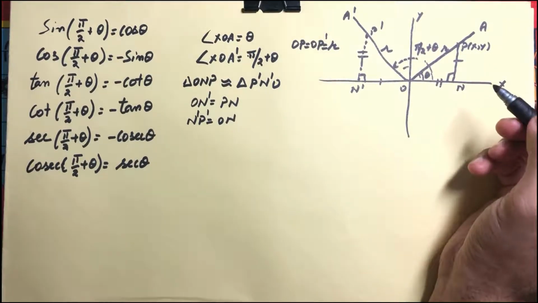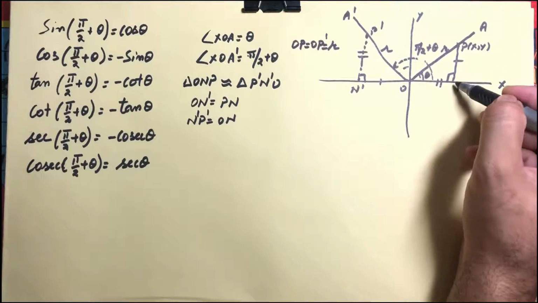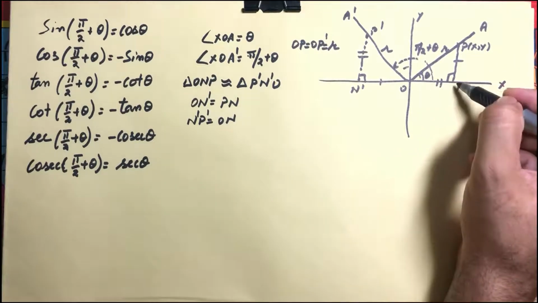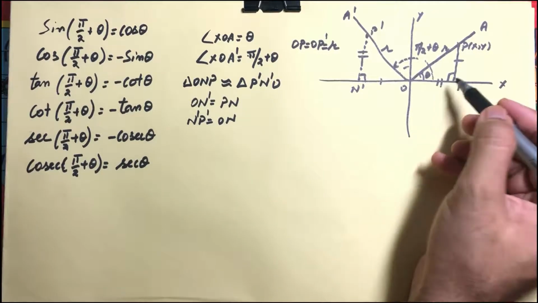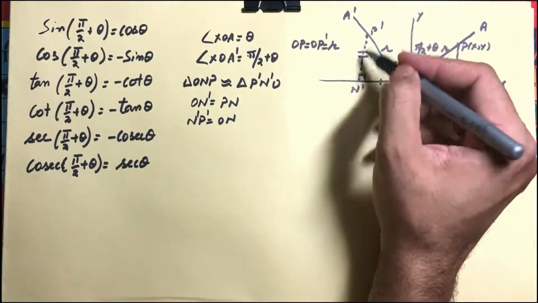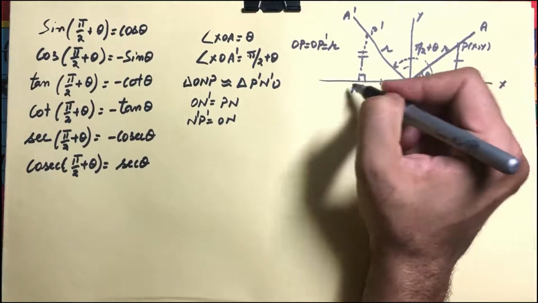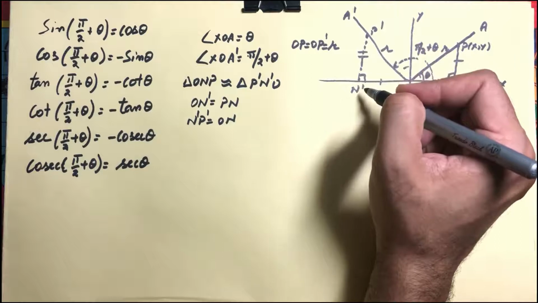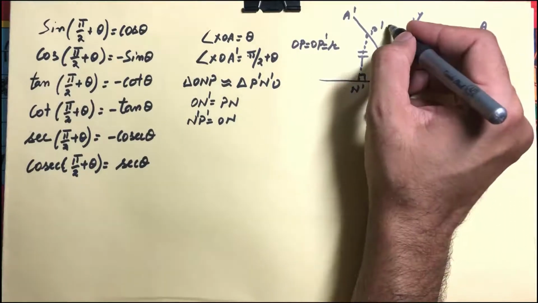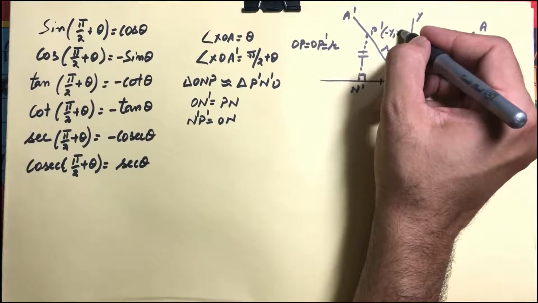Now you see, as this is x and this is y. Now this x-axis is now this one, but here this is negative and this is positive. So what are the coordinates here? The coordinates are minus y and x.